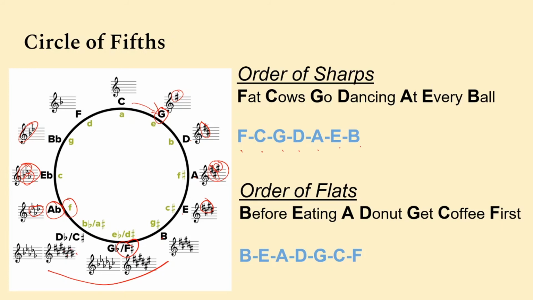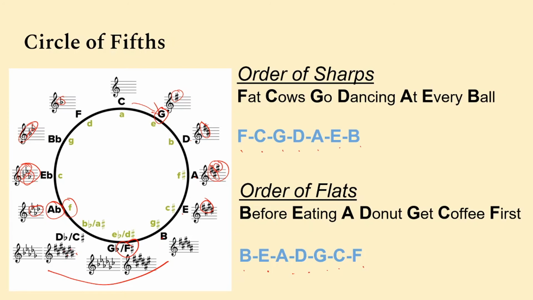Now the order of flats is, interestingly, the reverse of the order of sharps. It is B, E, A, D, G, C, F. You can remember this using the mnemonic: Before eating a donut, get coffee first. As we can see, F major has B flat. B flat major has B flat and E flat. E flat major has B, E, and A.